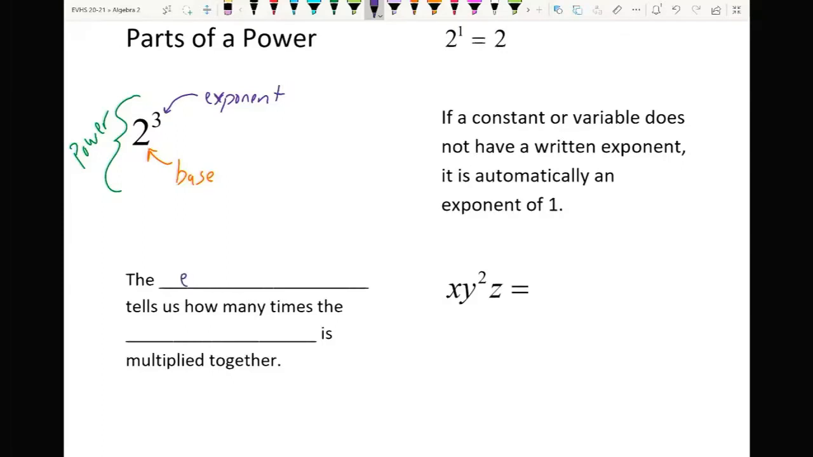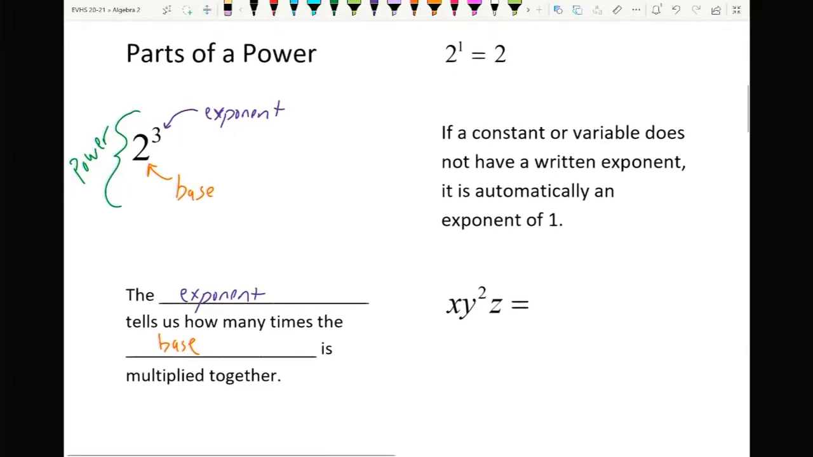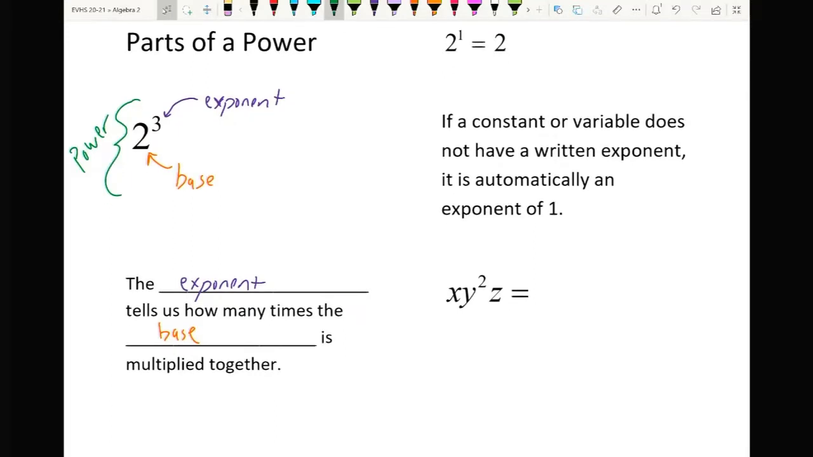Now, the exponent is going to tell us how many times the base is multiplied together. So 2 to the first power is just 2, because it's just 2 times nothing. It's just 2. If a constant or variable does not have a written exponent, you automatically write that exponent as 1. So this here has an understood 1 on both of those.